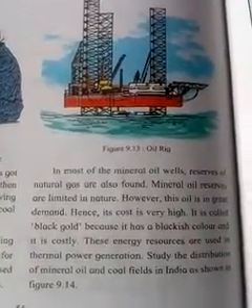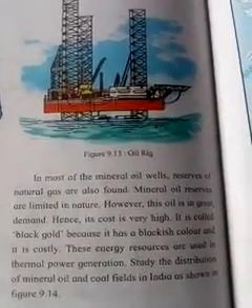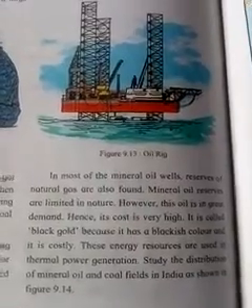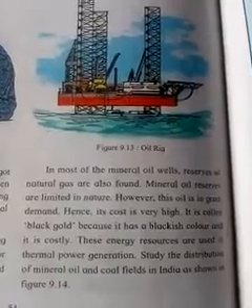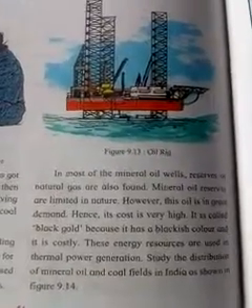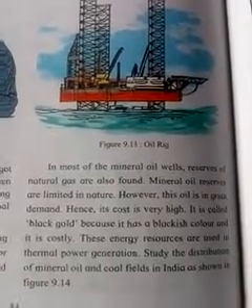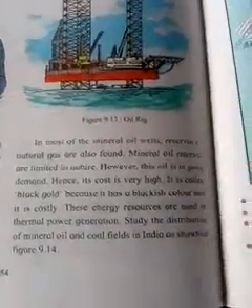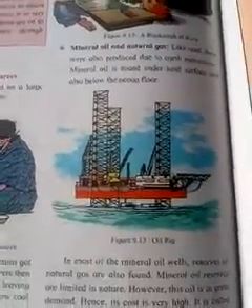However, this oil is in great demand. Hence, its cost is very high. It is called black gold because it has a blackish color and it is costly. These energy resources are used in thermal power generation. Study the distribution of mineral oil and coal fields in India as shown in figure 9.14.